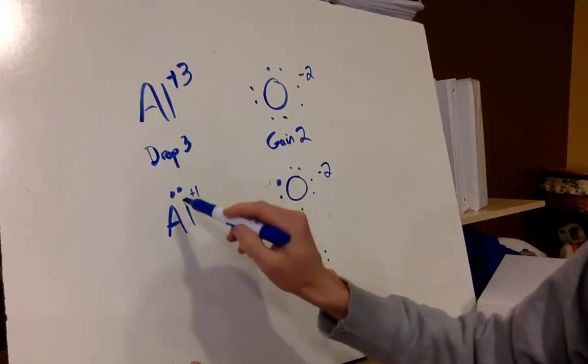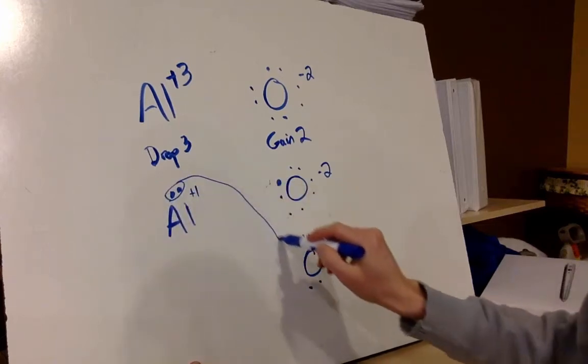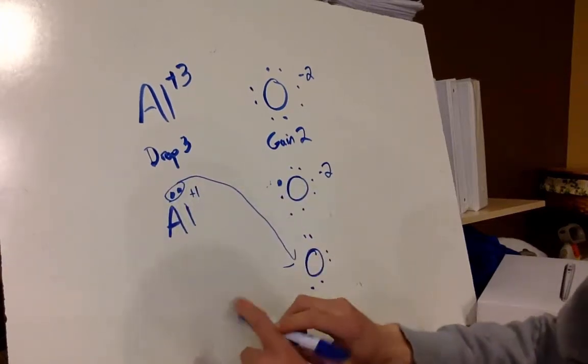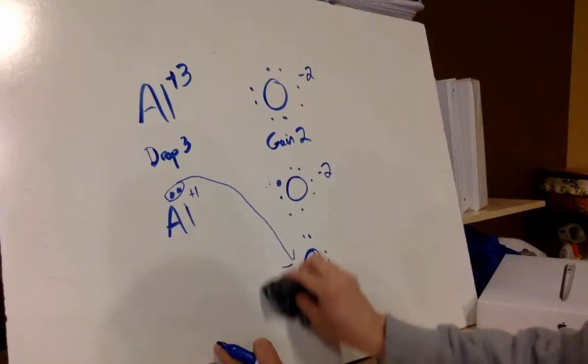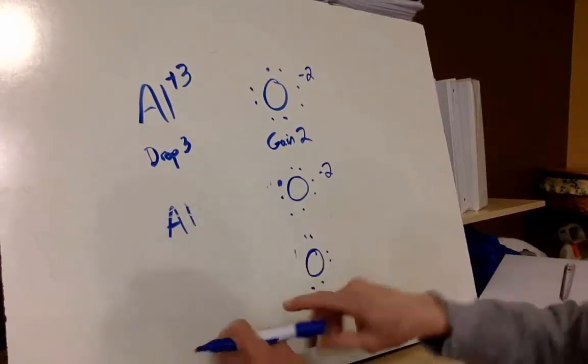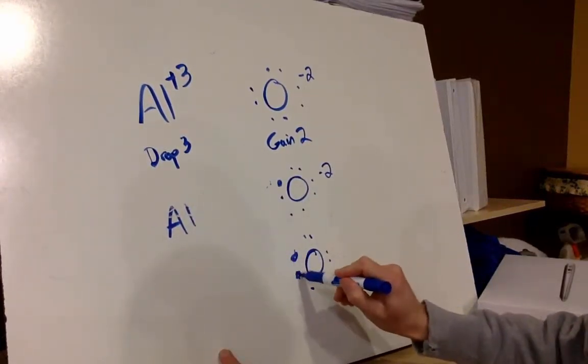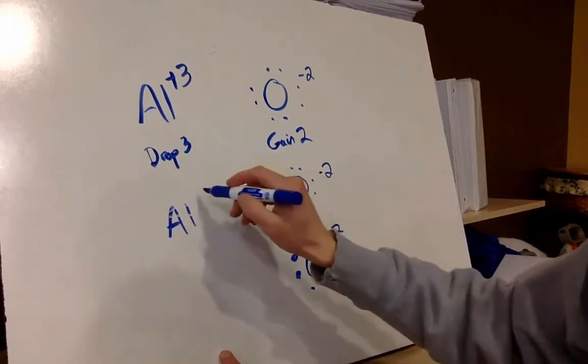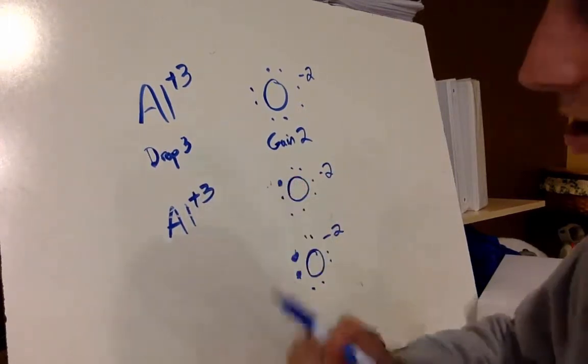And take a look at this. These 2 electrons right here, they can get picked up by the oxygen. All right, I'm going to draw that out here real quick. So those 2 electrons leave there. They get picked up by oxygen. Oxygen gets a -2 charge. Aluminum gets a +3 charge.